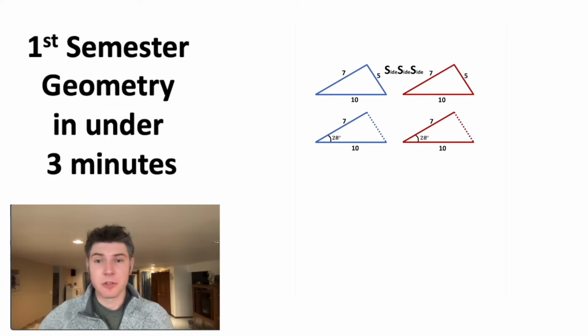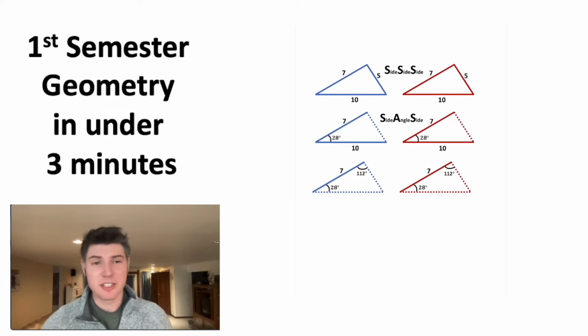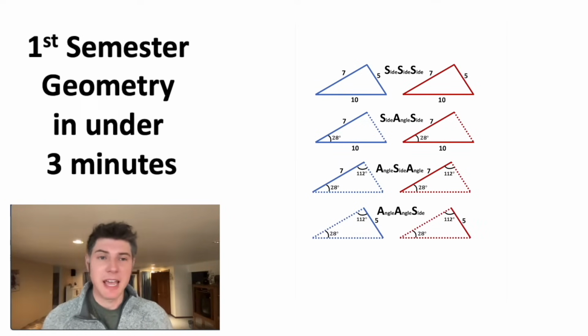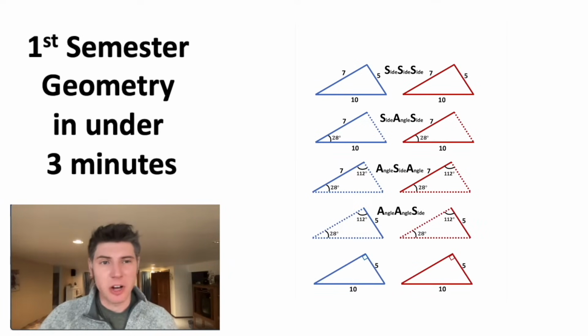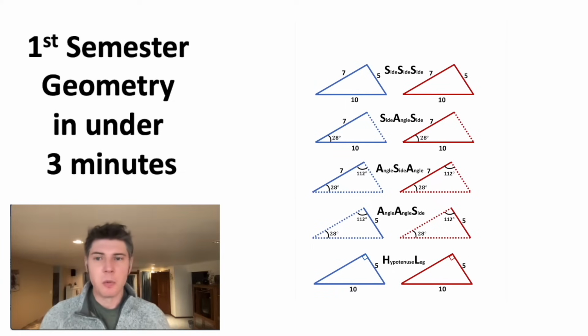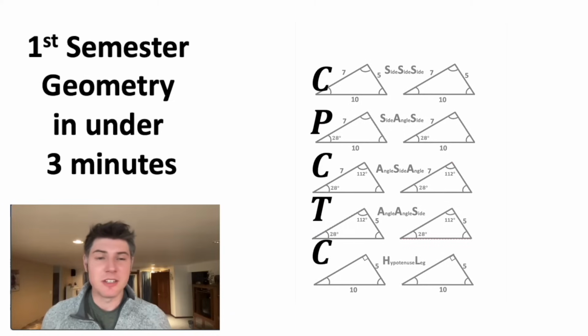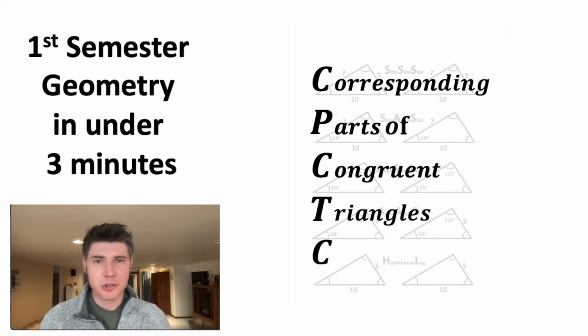Or if we have the same thing for two sides and the angle between them, we call that SAS. Or if we have two angles and the side between them, that'd be ASA, or two angles and a side not between them, that would be AAS. If it's a right triangle, we call it HL for hypotenuse leg. And once we know two triangles are congruent, we immediately know that the remaining corresponding parts are congruent. We call this CPCTC, or corresponding parts of congruent triangles are congruent.